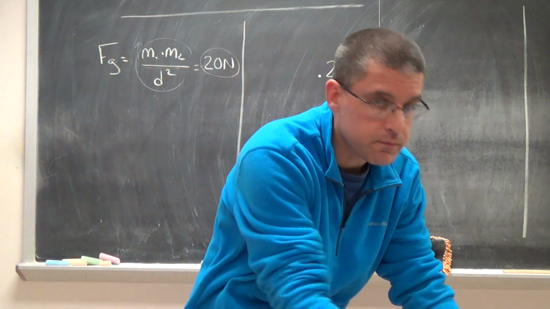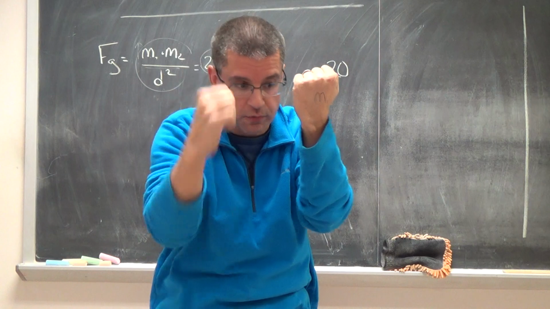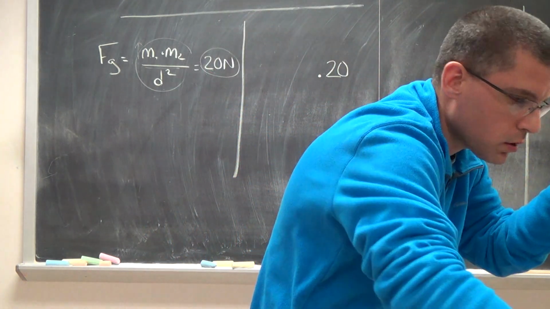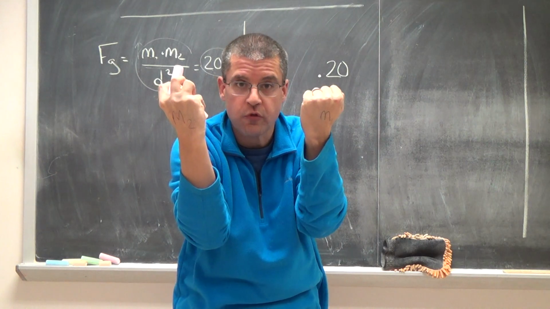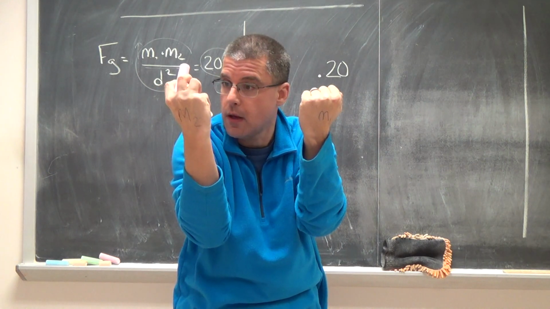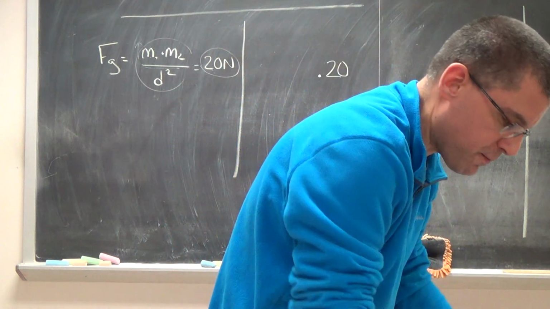So it's almost like, here's the two masses. There's the distance. What if I make this more massive? Now it's more massive. So what do you think happens conceptually? More mass, same distance, more gravity. Now let's mathematically prove it.